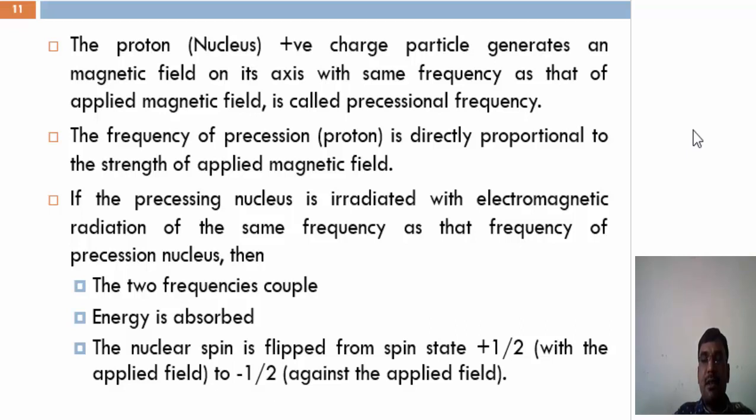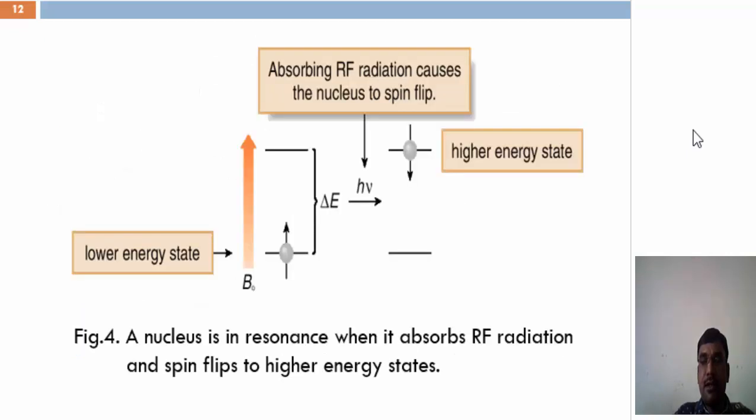If the precessing nucleus is irradiated with electromagnetic radiation of the same frequency as the frequency of the precessing nucleus, this is the diagram of absorbing RF radiation, which causes the nucleus to spin flip.